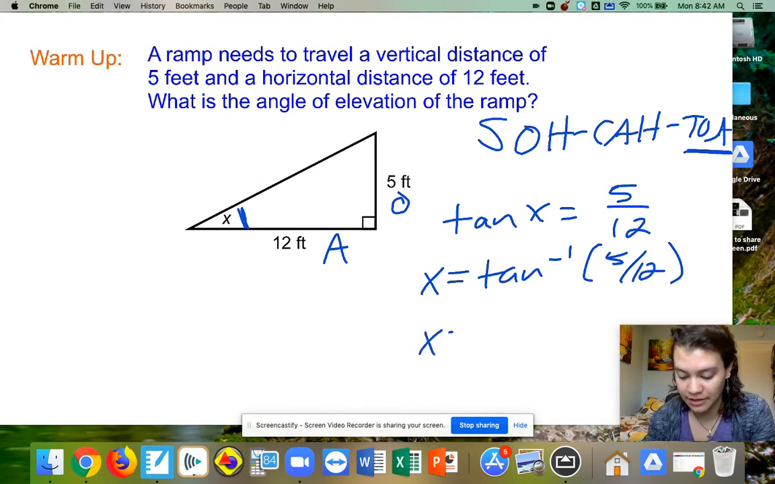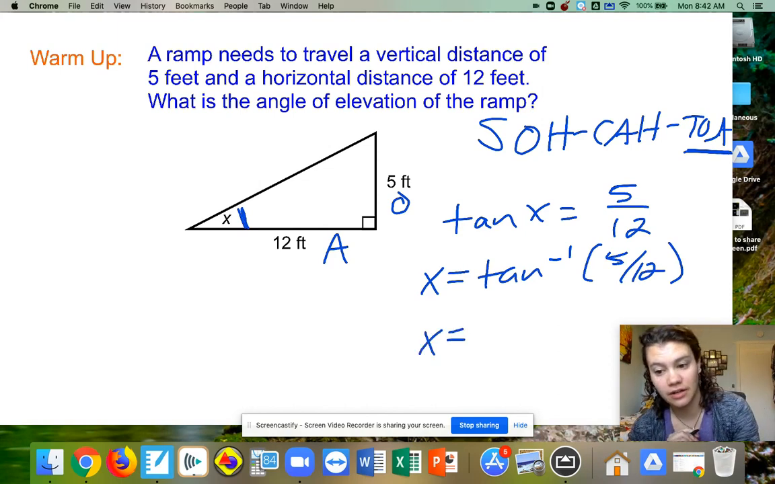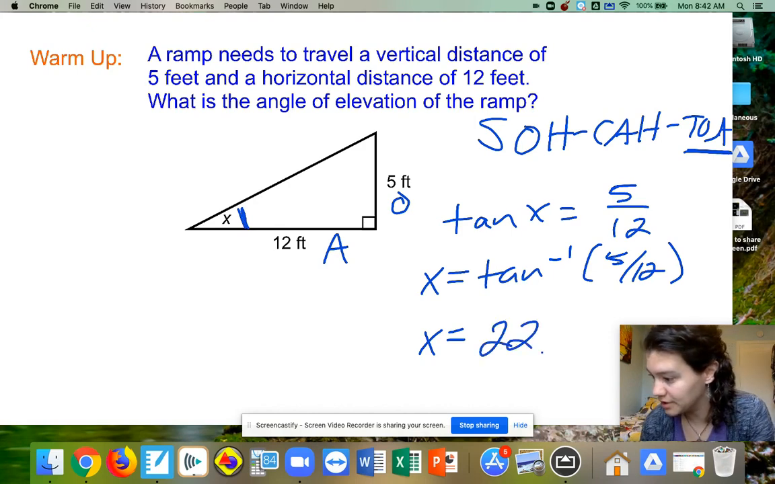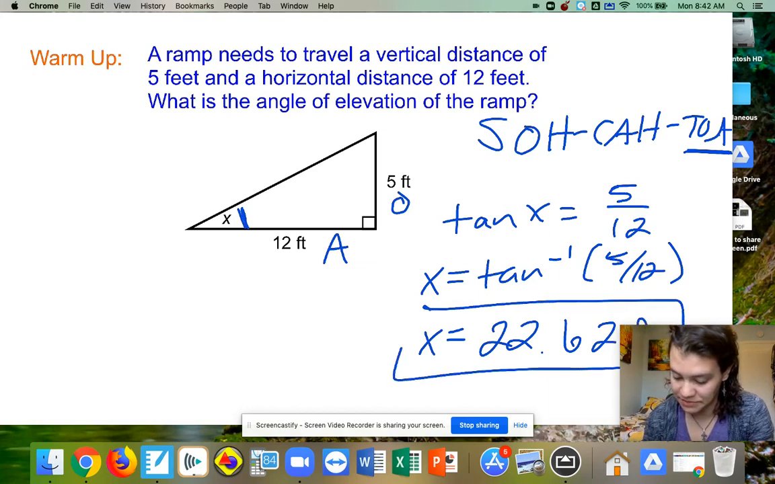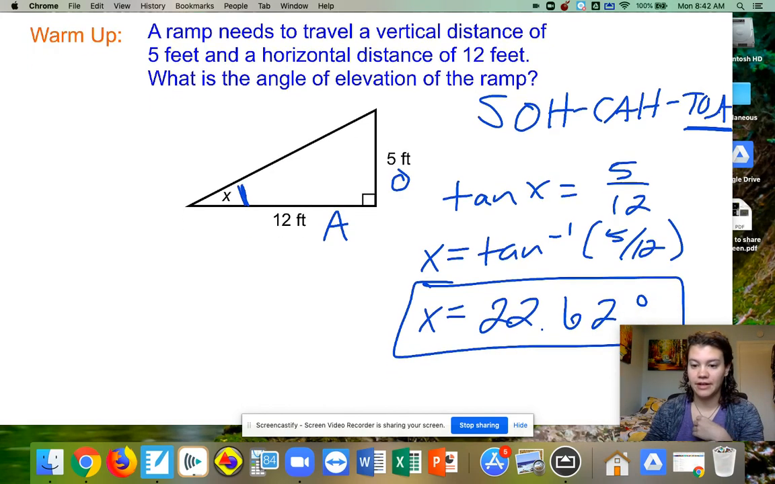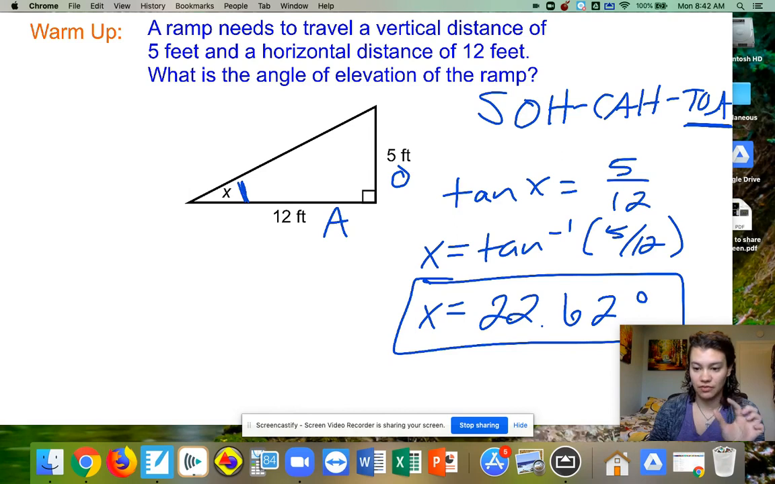Type this into a calculator, and your answer is going to depend on what mode you're in. If you're in degrees, you should get 22.62 degrees. If you're in radians, you'll get something different. Unless it tells you specifically that you want radians or degrees, it doesn't matter which one you have. But just make sure you're reading your questions.